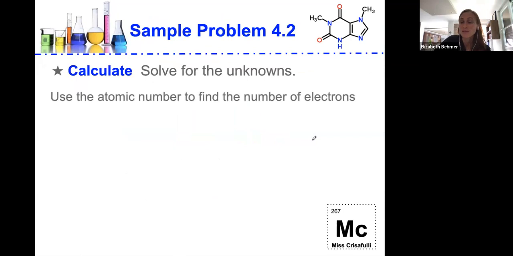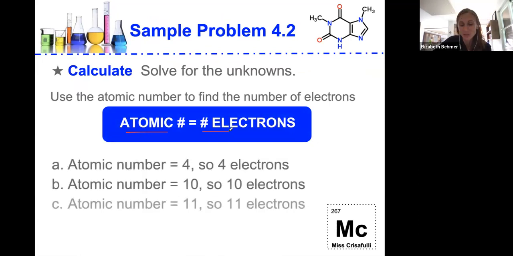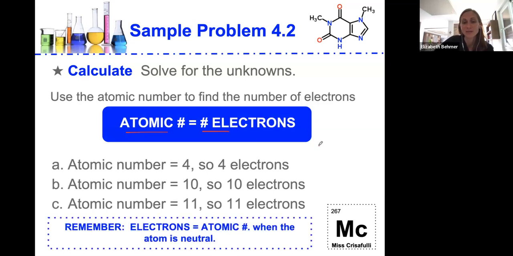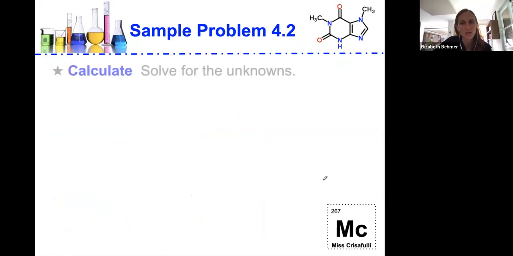Using the atomic number to find the number of electrons. The atomic number also gives us the number of electrons in a neutral atom. So if it's 10, we'll have 10 electrons, and if it's 11, we will have 11 electrons. Remember, electrons equal the atomic number when the atom is neutral. It gets a little tricky when the atom is not neutral, and we'll talk about that later.